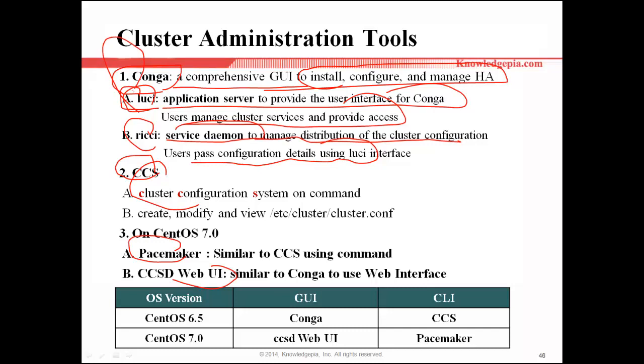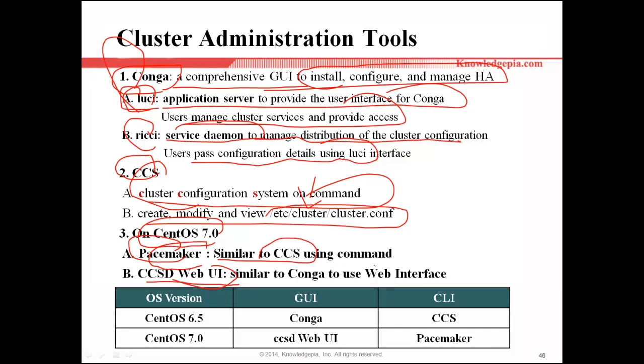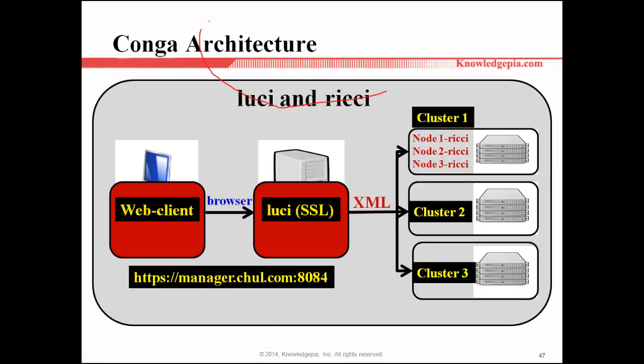About Conga, I will explain it in chapter 6. CCS, the cluster configuration system, I already told you, is a CLI. Using this, we can create, modify, and view the main cluster configuration file. And in CentOS 7, I will use these tools, Pacemaker and the PCSD web UI. Pacemaker is similar to CCS using the command line, and the PCSD web UI is similar to Conga using a web interface. So in CentOS 6.5, I will use Conga and CCS, and in CentOS 7, I will use the web UI and Pacemaker.